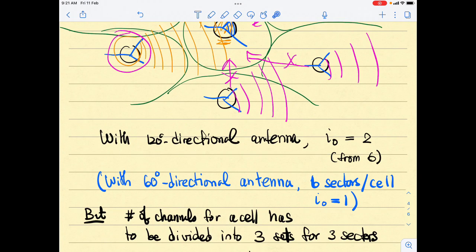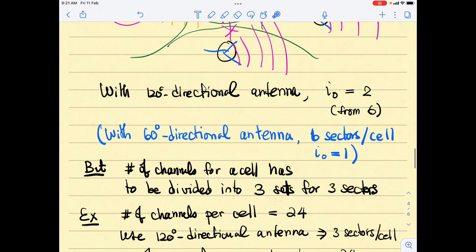So if we apply 60-degree directional antennas, that means in each cell we install 6 sets of antennas, or each cell will be divided into 6 sectors. In that case, the number of closest co-channel cells will reduce even further. I0 is just equal to 1. Okay, so SIR will be increasing. That's the plus side. The downside is this.